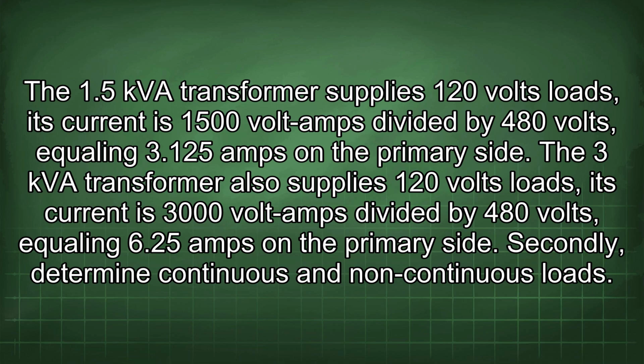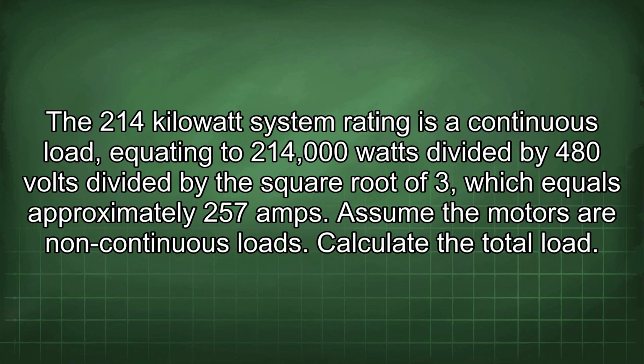Secondly, determine continuous and non-continuous loads. The 214 kilowatt system rating is a continuous load, equating to 214,000 watts divided by 480 volts divided by the square root of 3, which equals approximately 257 amps. Assume the motors are non-continuous loads.